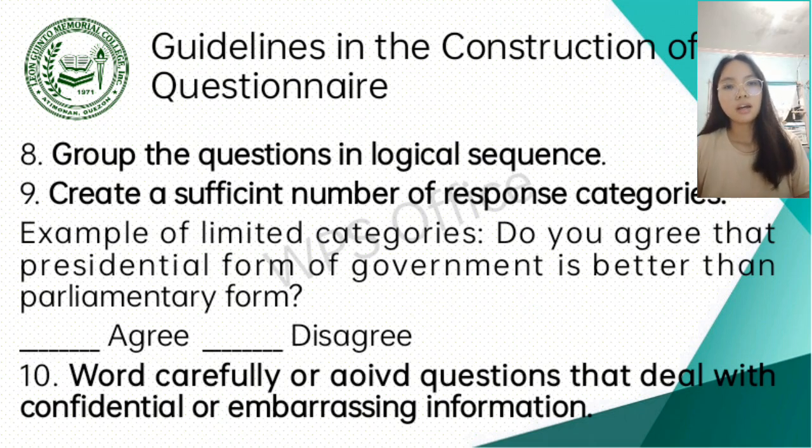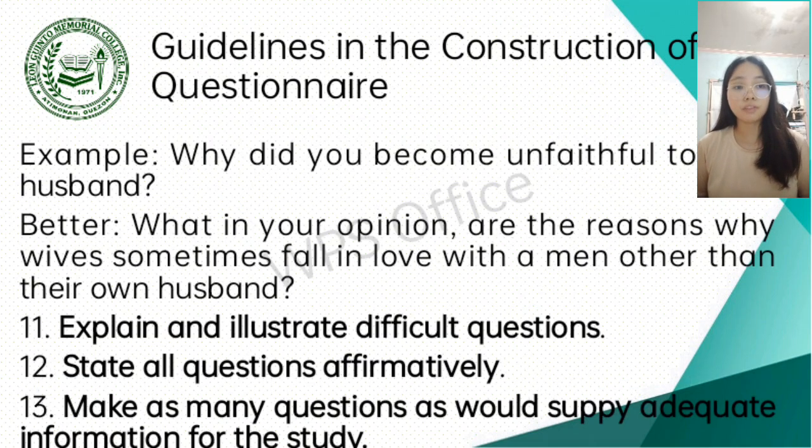And number 10, word carefully or avoid questions that deal with confidential or embarrassing information. For example, why did you become unfaithful to your husband? Clearly it's an embarrassing question. This is already telling her that she is unfaithful and will surely embarrass her. It is better to ask, what in your opinion are the reasons why wives sometimes fall in love with a man other than their own husband? So make it generalized rather than specific.